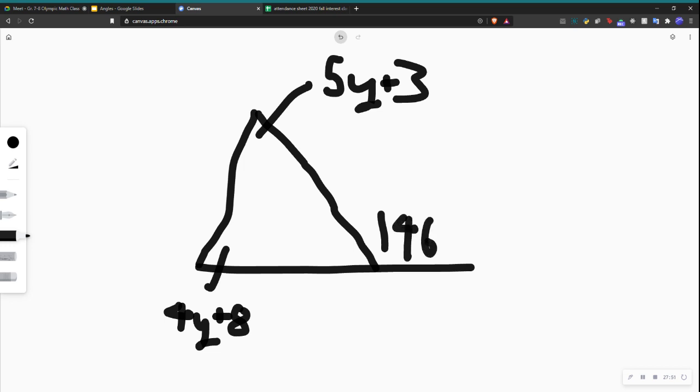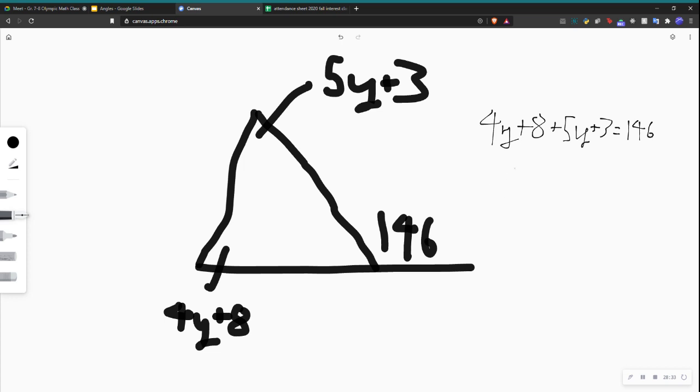And so what the exterior angles theorem would tell us is that 146 would be equal to 5y plus 3 plus 4y plus 8. So let's jot that down. Right, 4y plus 8 plus 5y plus 3 is 146. Okay, so let's move everything to one side and then let's combine them as well. Let's do that all in one step.